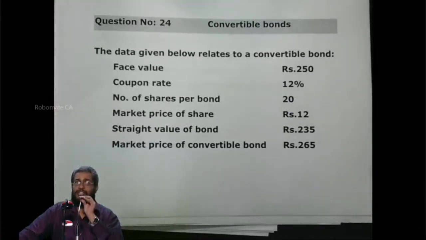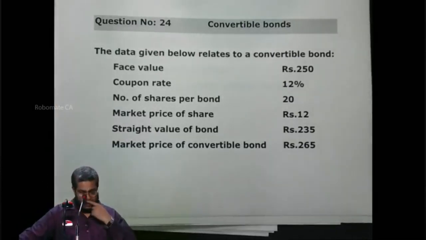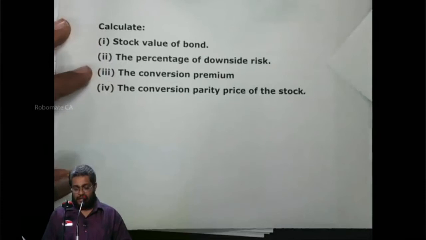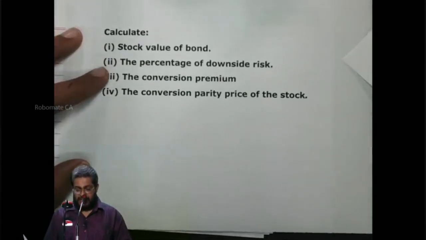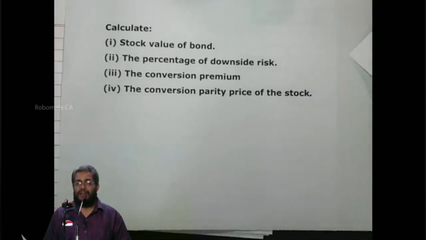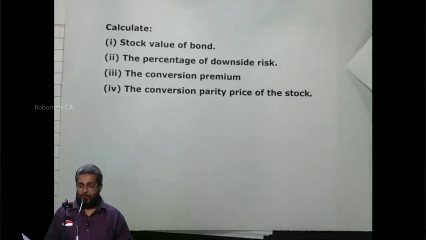Data given below relates to convertible bond. Face value 250, coupon rate 12%, number of shares per bond 20, market price of the share 12, straight value of the bond 235, market price of the convertible bond 265. Calculate stock value of the bond, percentage of downside risk, the conversion premium, conversion parity price. All simple calculation, but should know what it is. That's all. Are you all following or not? No. But with our introduction, everything can be quite easily understood.